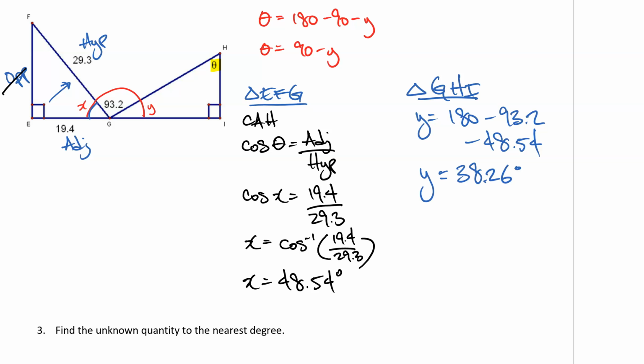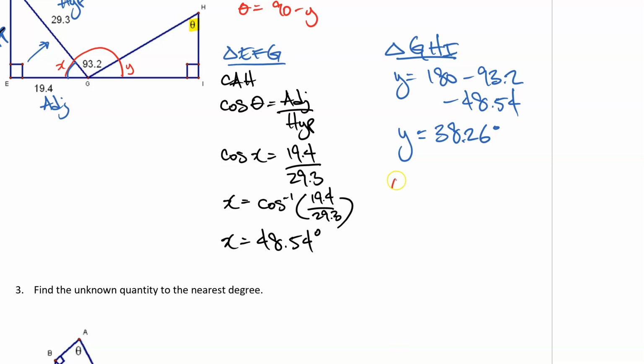Okay, and let's finally bring it home and let's talk about theta. Then theta is equal to 90 subtract y. So theta is equal to 90 subtract 38.26. And we get 51.74.